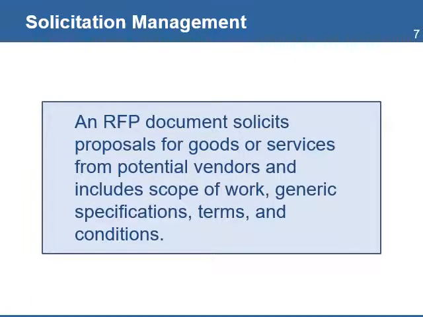An RFP document typically solicits proposals for goods or services from potential vendors and includes the scope of work, generic specifications, terms and conditions, and other requirements. Through this process, the project is able to assess each individual proposal and award contracts based on the best overall value and services. You can use this method when the purchase of goods and services are not standard, such as the development of a monitoring system or project evaluation services. You can select the potential vendors from a short list of approved sellers kept by the procurement unit.